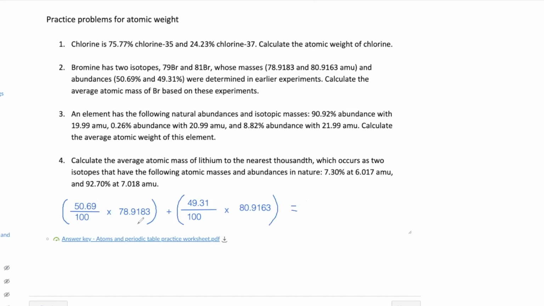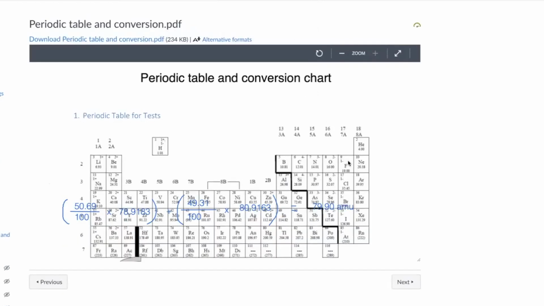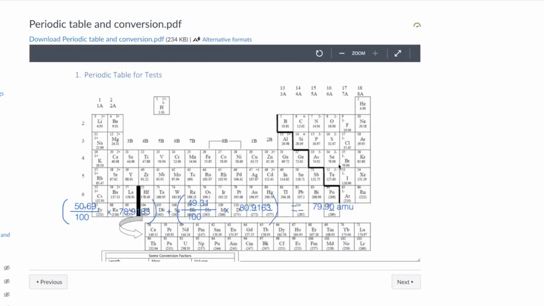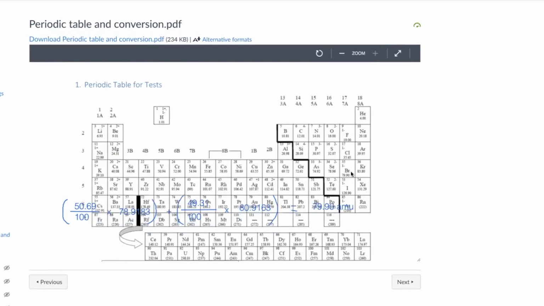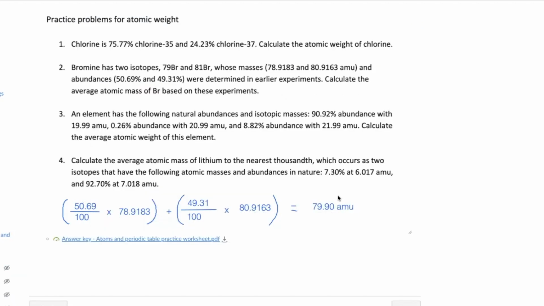So now simply what you need to do is put all of these in your calculator. And then the answer that you will get is 79.90 AMU. If you look at the periodic table, you can see right over here, the bromine atomic weight is 79.90. Okay, so this is how we're going to complete the rest.